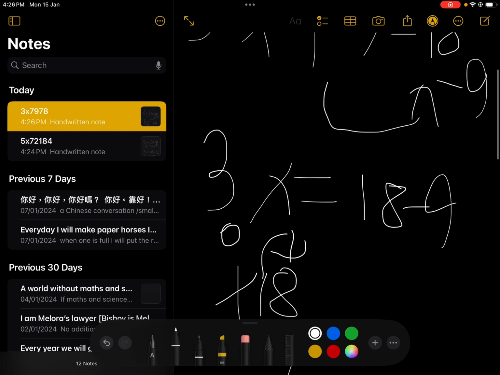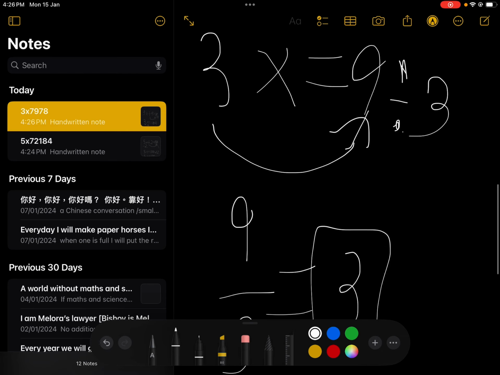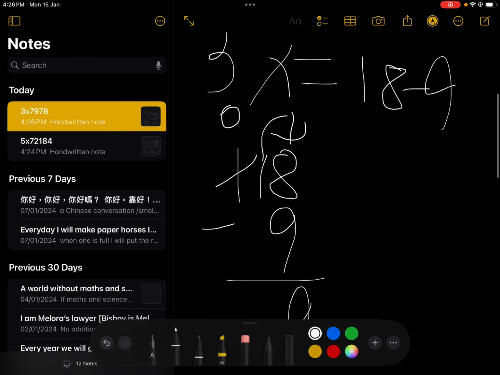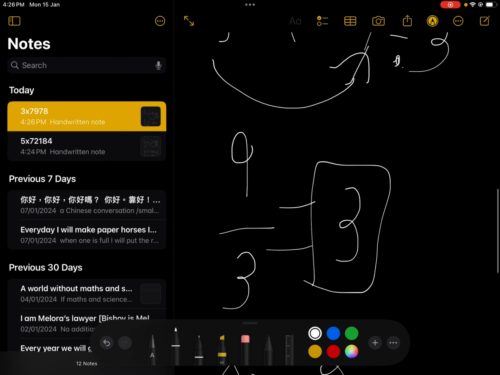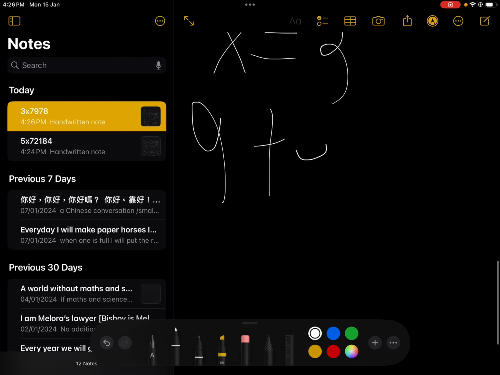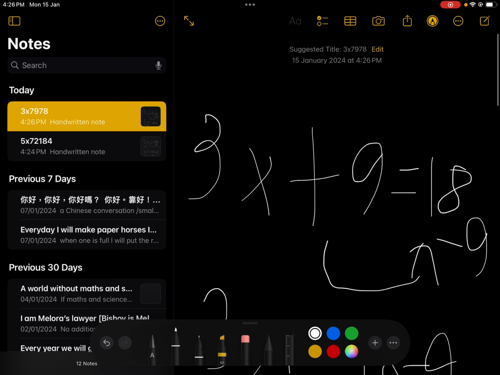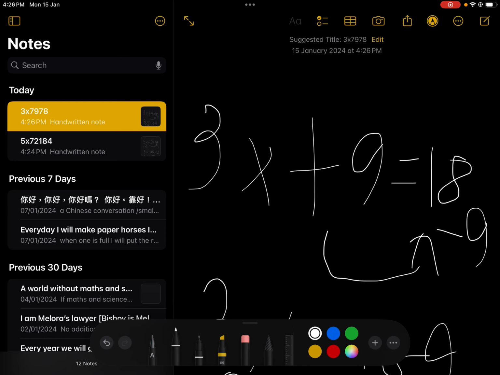You can plug it into the equation by doing this. 9 plus 9 equals 18. So this is correct. We're going to do 2 more examples with quadratics. Wait, actually, no, we're going to do factoring.